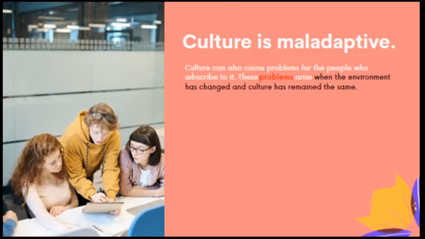Culture is maladaptive. Culture can also cause problems for the people who subscribe to it. These problems arise when the environment has changed and the culture has remained the same. For example, dito sa Philippines, sa EDSA, sobrang daming sasakyan. Pero imagine yung highways, hindi naman lumalaki. Pero dumadami ang sasakyan sa Philippines.